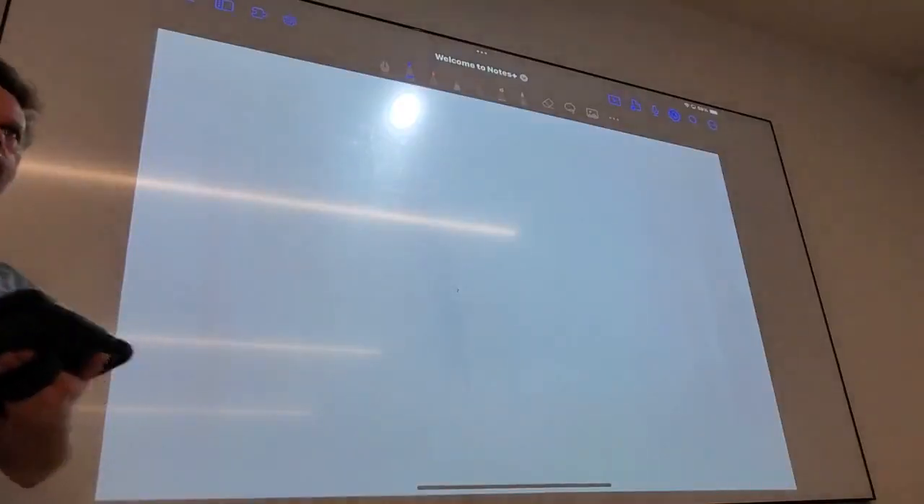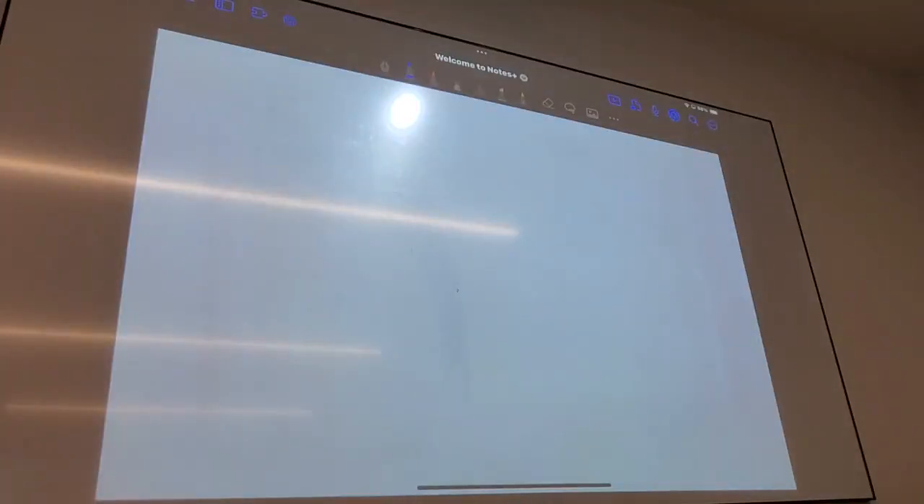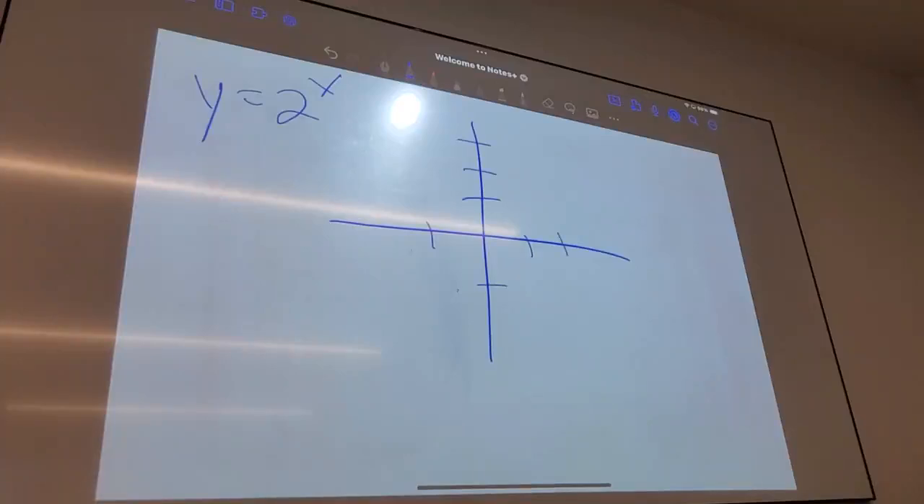Just to get us into the next thing, and then we're going to have an early day. Let me bring back 2 to the x very quickly. So I'm going to graph 2 to the x. So 0 goes to 1, 1 goes to 2, negative 1 goes to 1/2, yes? So there is 2 to the x. Everybody draw that graph, I'll wait.